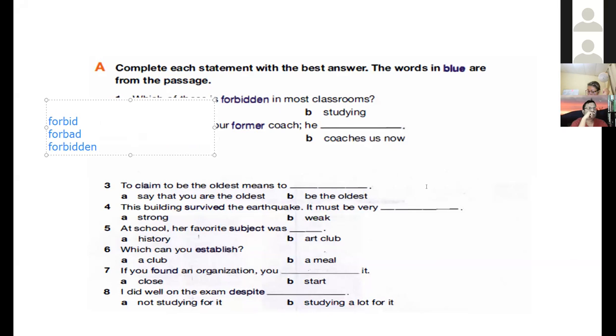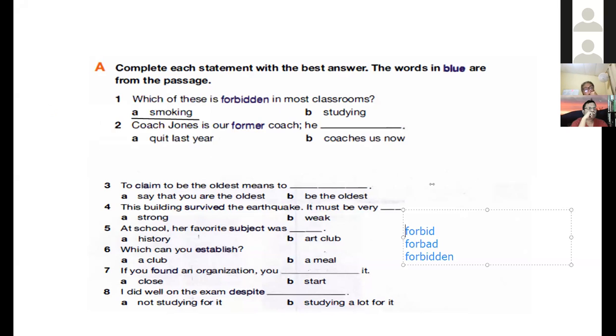What about number two? Can you help me? Rodrigo, I don't know if Rodrigo is here. No? Are there volunteers to help me with this? Or Jose Carpio maybe can help me. Oh, I see there is one person. Okay, Jenny, thank you. Let's go with number two. Coach Young is our former coach.